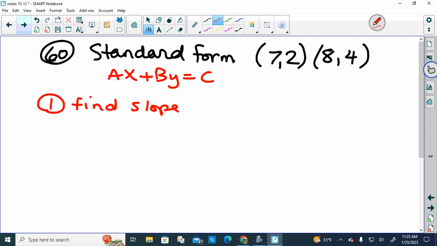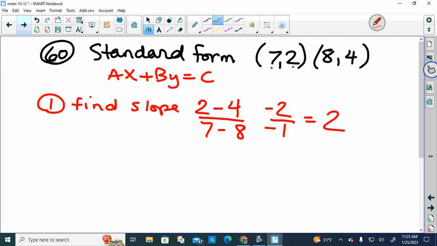Okay, so which y do you want to start with? The 2 or the 4? 2. Okay, so I'm going to go 2 minus, what's my other y? 4. So because I started with 2, then that means below I have to start with the 7. So then it'd be 7 minus 8. Okay, so 2 minus 4 would give me a negative 2. 7 minus 8 would give me a negative 1. If I were to simplify that, that gives me what? 2 over 1 or just 2, right? Because 2 divided by 1 is going to be 2. We don't want to have to work with fractions if we don't have to.